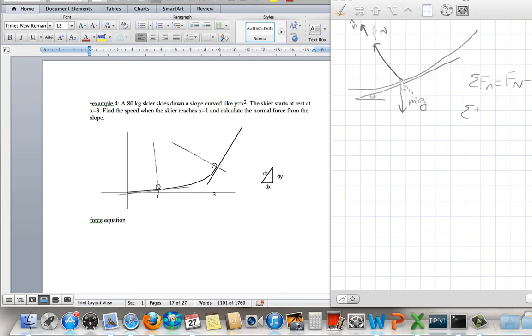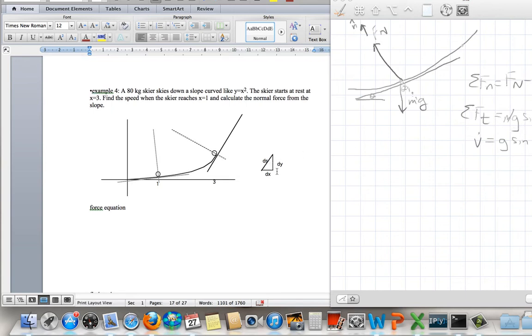In the tangential direction, we have only the mg sine theta component that's pulling us down this hill, mg sine theta, and that equals the mass times the tangential acceleration of dv dt. So, as we've seen before, the velocity change with time is given by g sine theta. That's the tangential acceleration. So, there are the force equations.